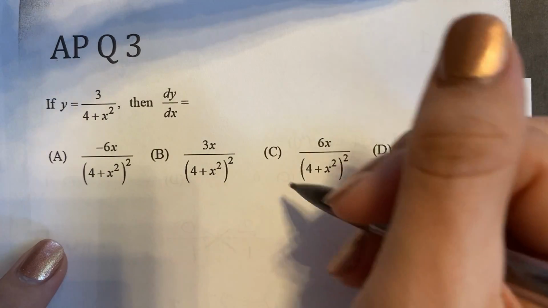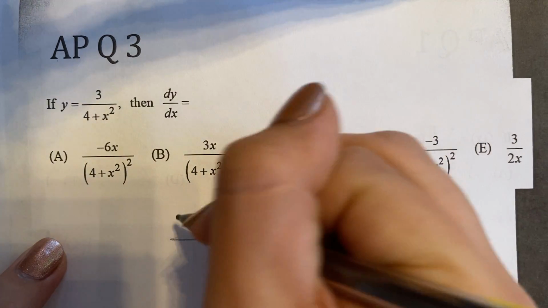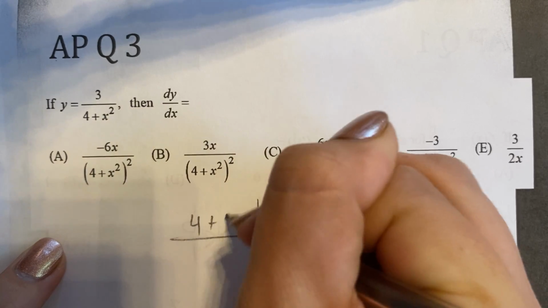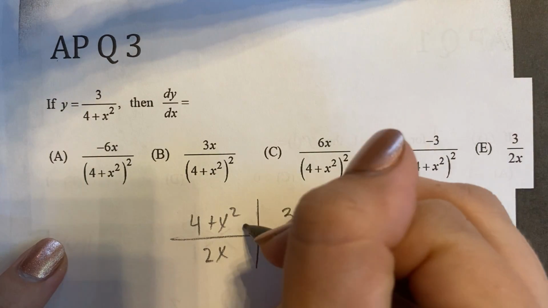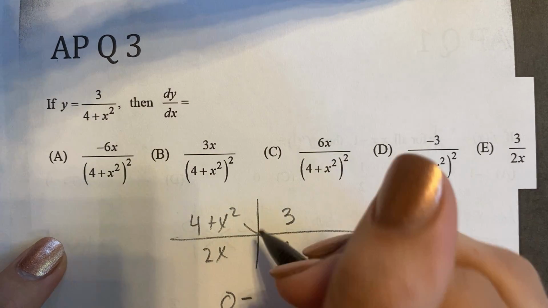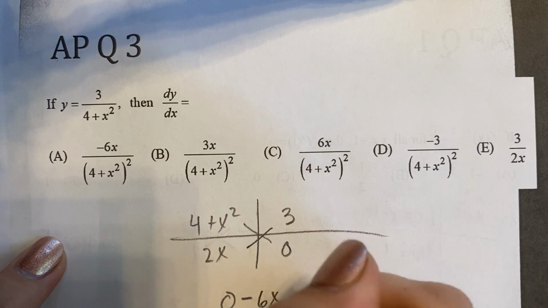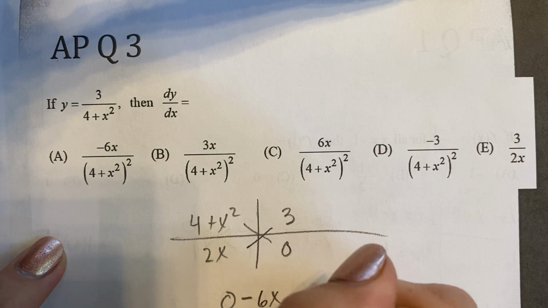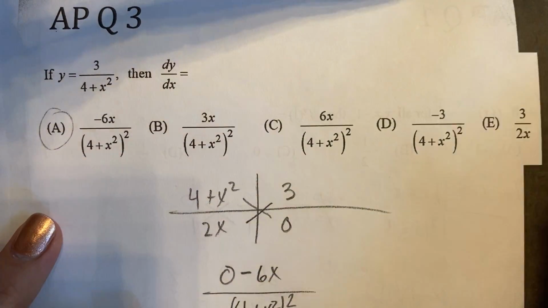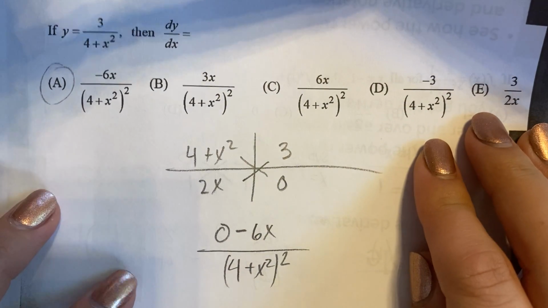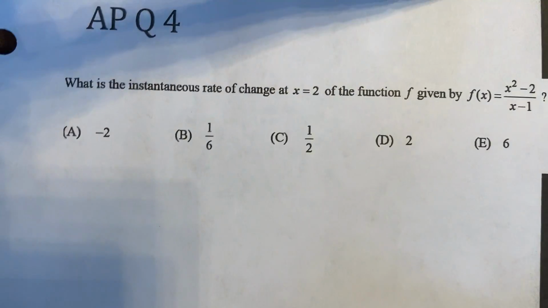All right, let's go over it. So low is 4 plus x squared, d low is 2x. The high is 3, d high is 0. So low d high is 0 minus high d low, 6x, all over low squared, 4 plus x squared, squared. Okay, so that would make the answer A. Okay, let's move on to APQ4 and then APQ5, and then we'll be done.